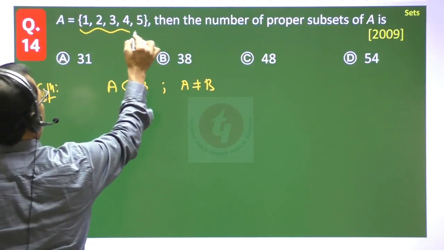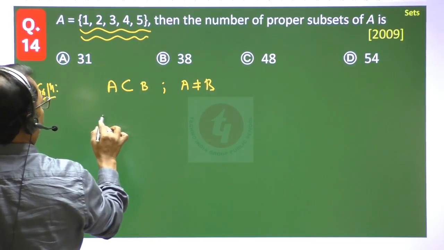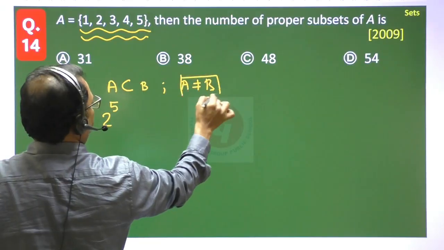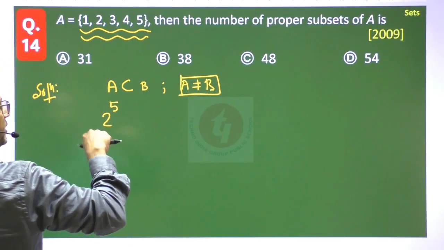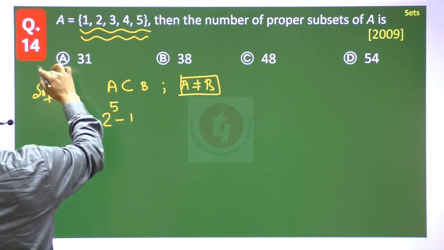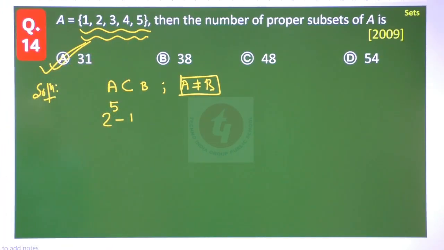If there are 5 elements, the total number of subsets we can form is 2 to the power 5. But in this case you have to exclude the case where A becomes B. So only one case you have to subtract. So 31 is the correct option.